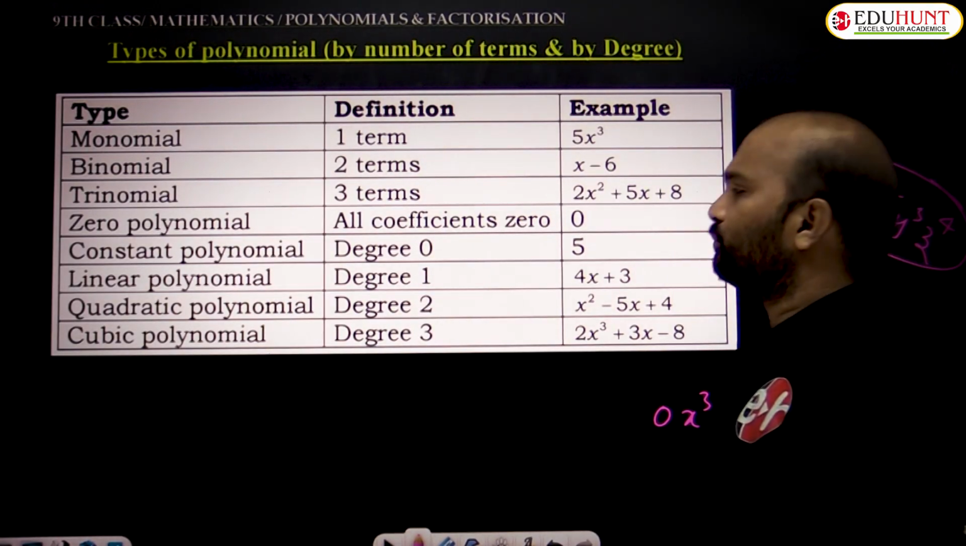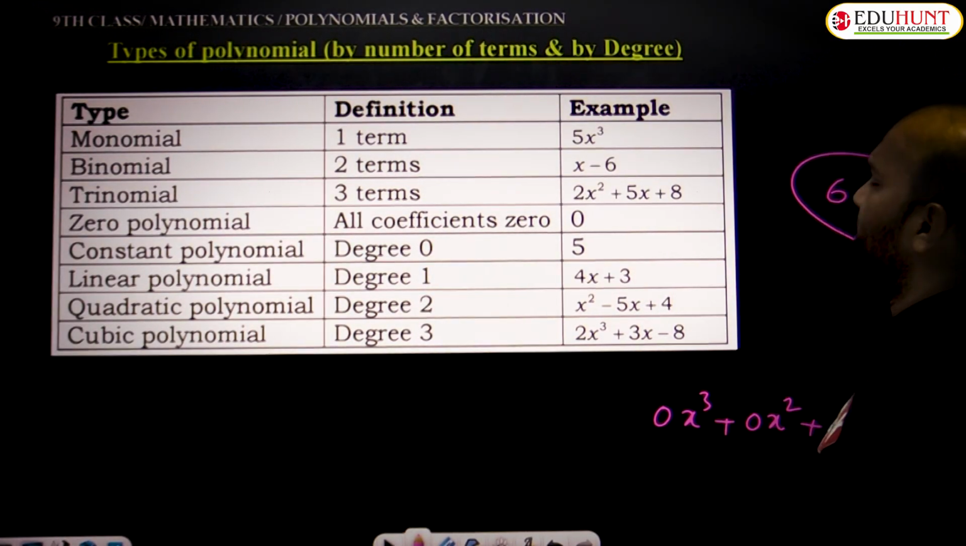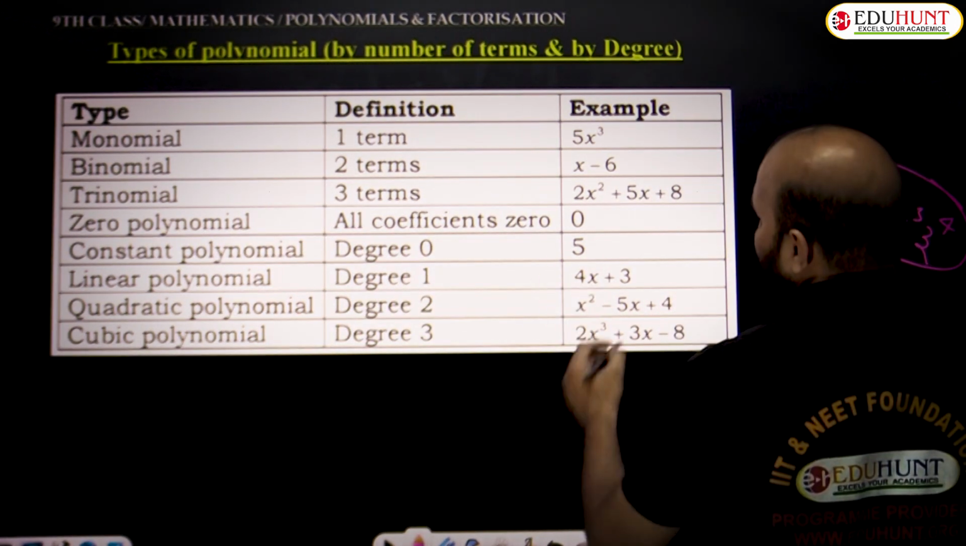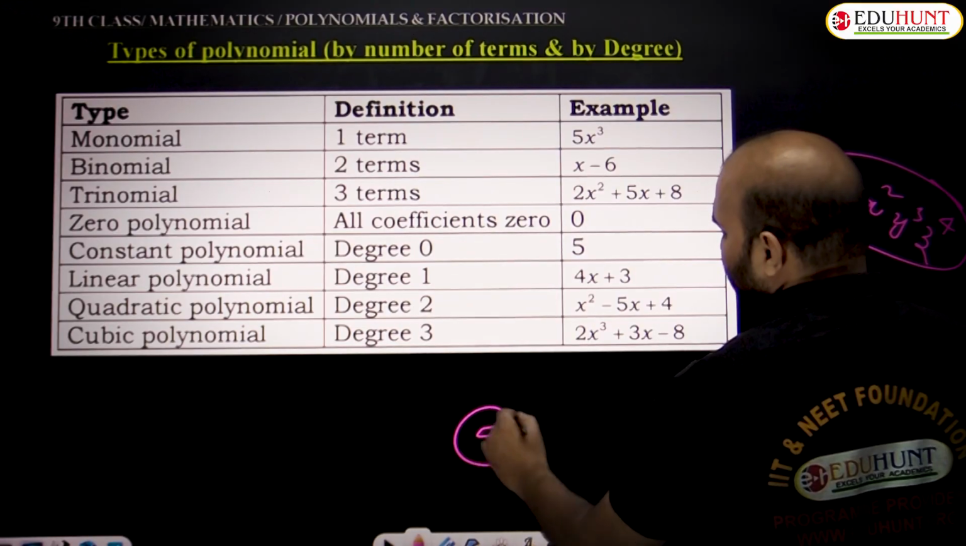Next one, constant polynomial. A constant polynomial has degree 0, because a constant is an independent value.